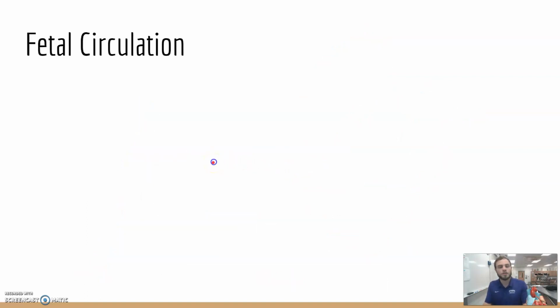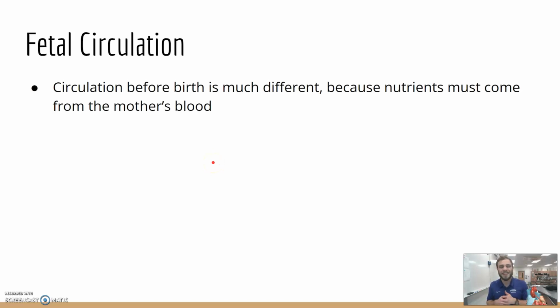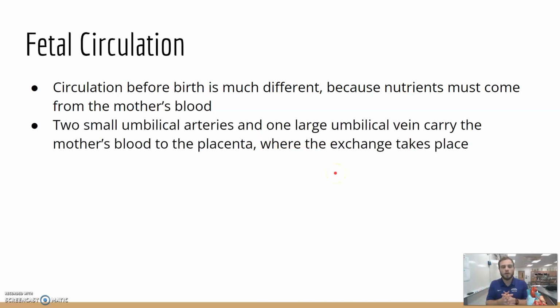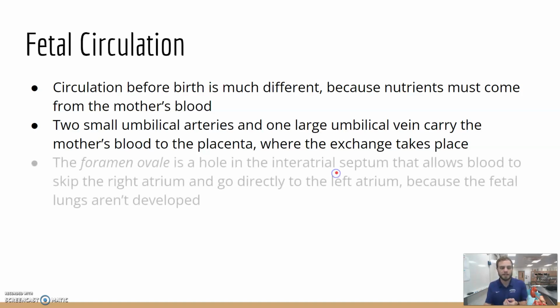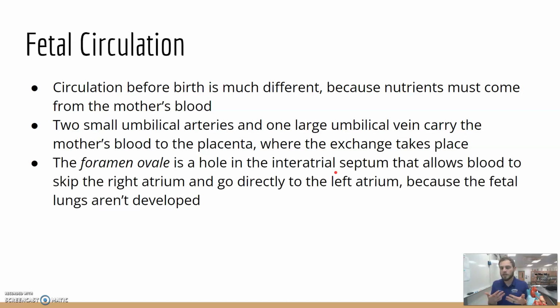One last note about circulation in fetuses is that it is quite a bit different because obviously infants in utero are not breathing. They don't need to breathe to be able to acquire oxygen. Instead, they're acquiring oxygen through diffusion with the mother's blood, with that placenta and all those nutrient exchanges. So you have two small umbilical arteries and one large umbilical vein that's carrying mother's blood to the placenta, where the exchange between the mother's nutrients and the baby's nutrients is going to take place. So oxygen as well as other nutrients get exchanged at that placental barrier in between the two.